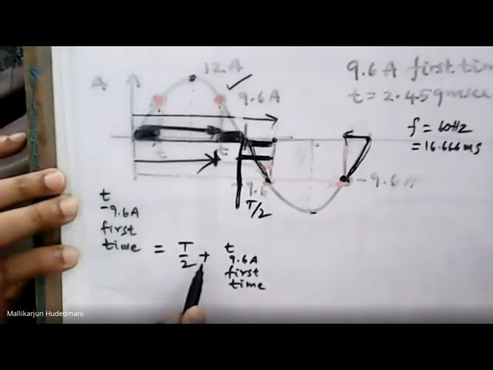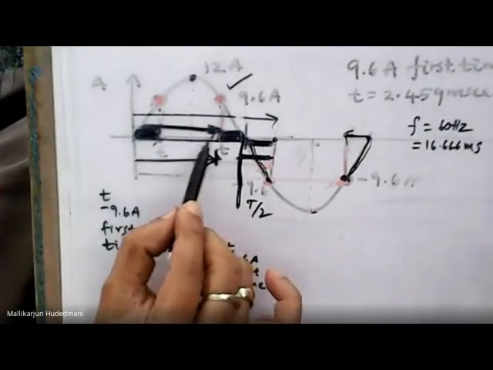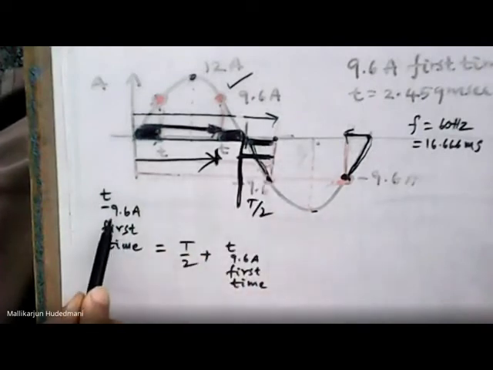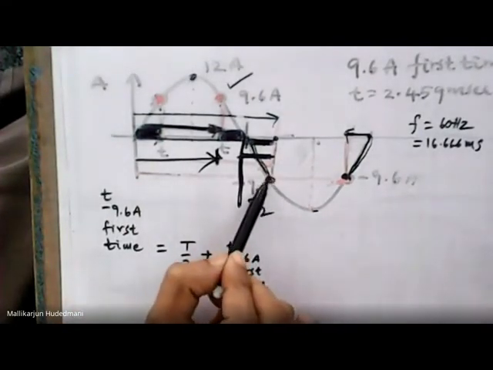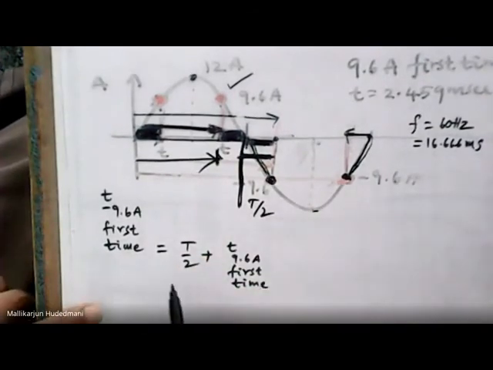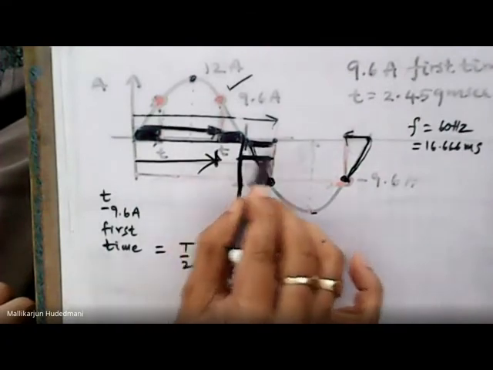So earlier what I was doing, T by 2 minus, I was doing for any quantity in the positive half cycle. Now I am in the negative half cycle. When is minus 9.6 first time? First time means this point. Second time means after the negative max here. To get a first time value, T by 2 plus this time.